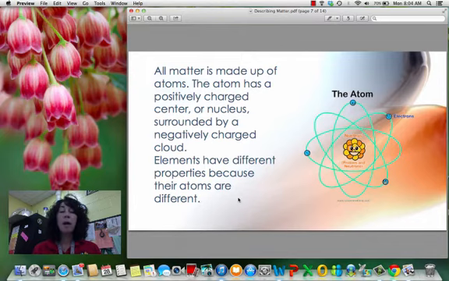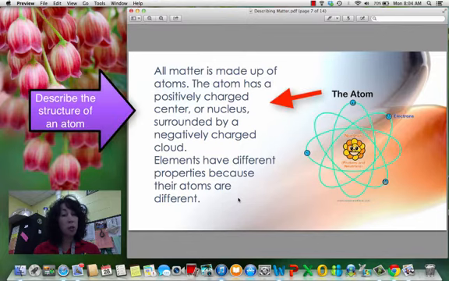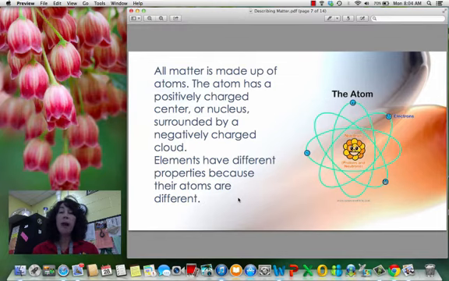And of course, those elements are made up of atoms. The atom has a positively charged center surrounded by a negatively charged cloud. Elements have different properties because their atoms are different. And we're going to talk very carefully about atoms, their structures, and how they are different.